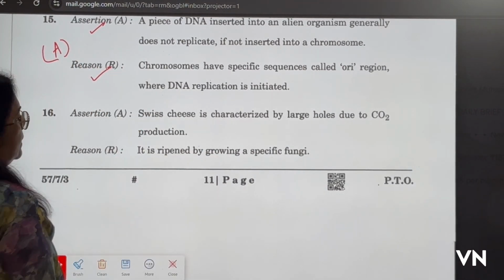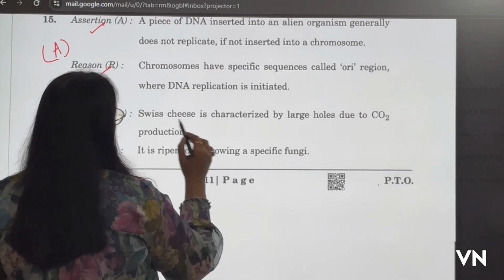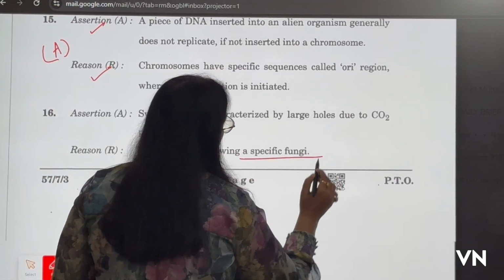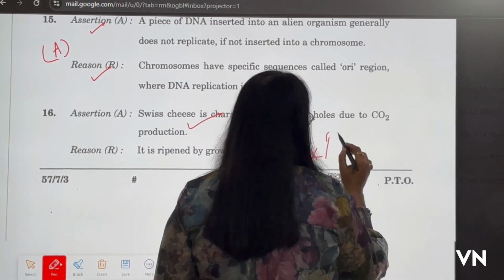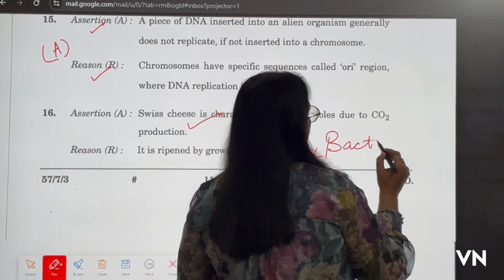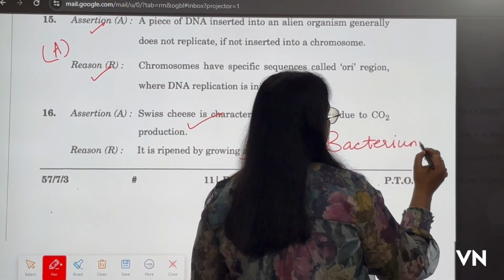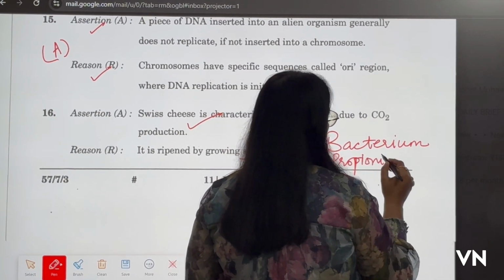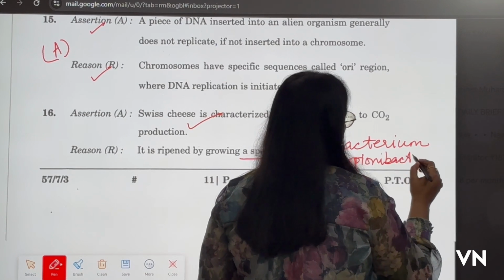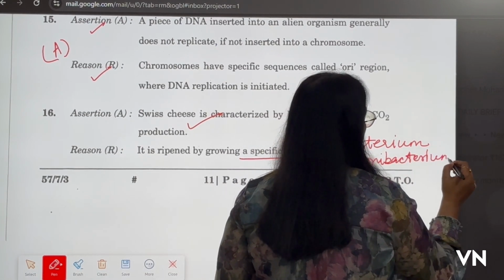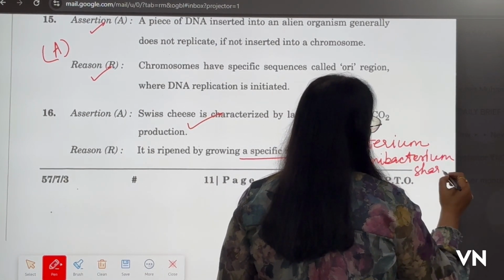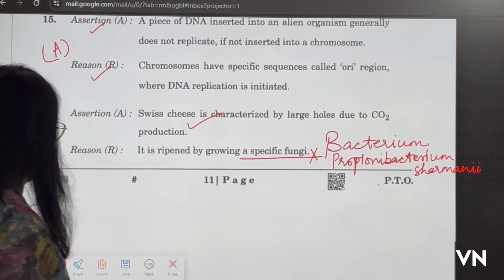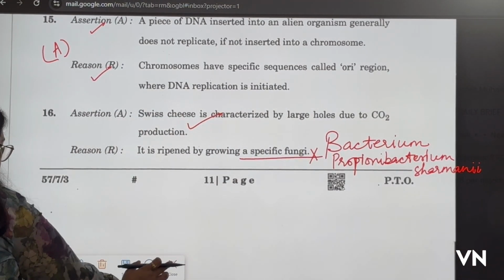Swiss cheese is characterized by large holes due to CO2 production, correct. Reason: it is ripened by growing a specific fungi, not fungi, bacterium. Which bacterium? Propionibacterium. So section A is over.